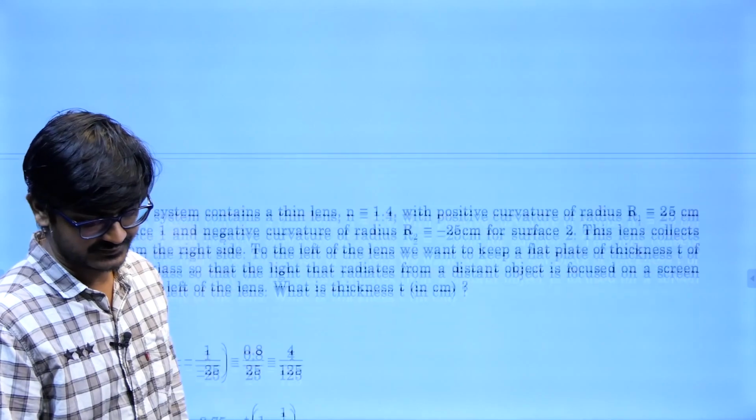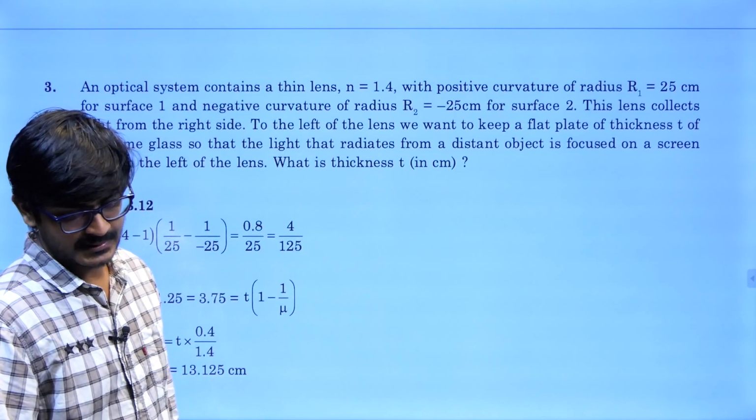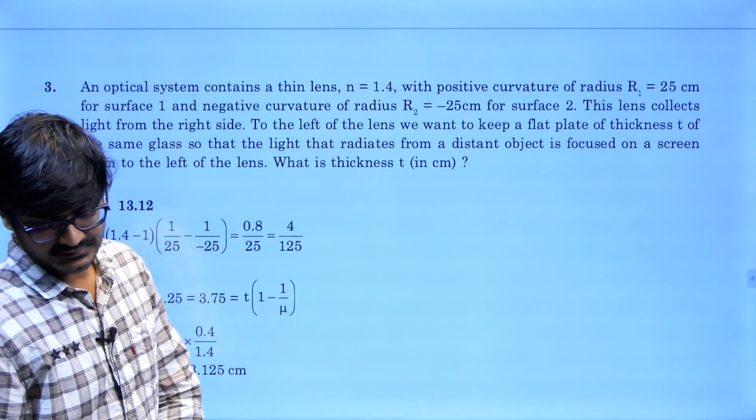You could have taken a 50-50 chance if you don't know how to do it. Okay, an optical system consists of something.